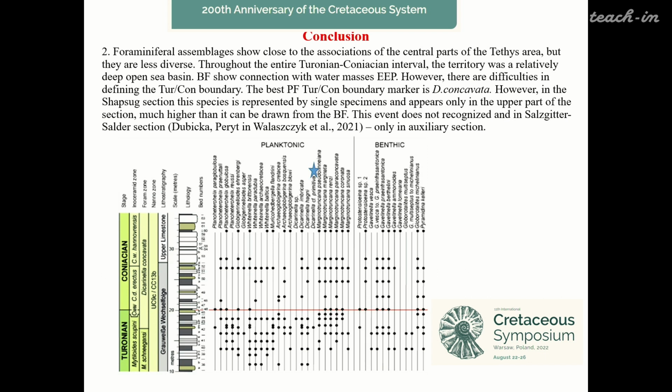The best planktic foram marker for the Turonian-Coniacian boundary is Dicarinella concavata. However, in the Shapsug section, it is represented by single specimens and appears only in the upper part of the section. So this event is not recognized in the classical section. Only in an auxiliary section is it possible to recognize it very exactly.